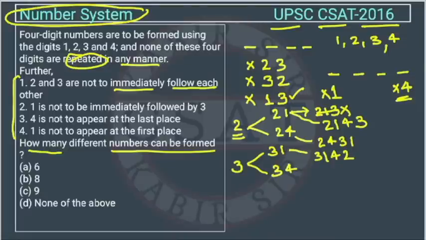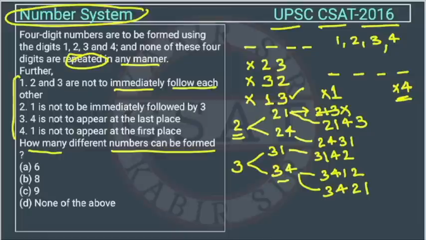Okay, now similarly in this case 3 4, so after 4 can we write 1? Yes, we can write 1 and then 2 will come, right? Then one more number is possible, 3 4, can we write 2? Right, we can write and then 1, right? So all numbers we have formed using 3.